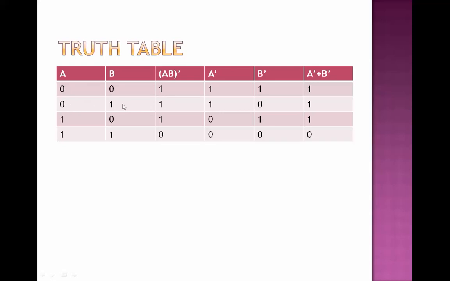Then we have 0 and 1. 0 and 1 is equal to 0, so the whole complement will be equal to 1. 1 and 0 is equivalent to 0, so the complement of that is equal to 1. 1 and 1 is equivalent to 1, but the complement of that is equivalent to 0. Then we take A complement. A complement will be the complement of these bits, so 0 complement is 1, 0 complement is 1, 1 complement is 0, and 1 complement is again 0.